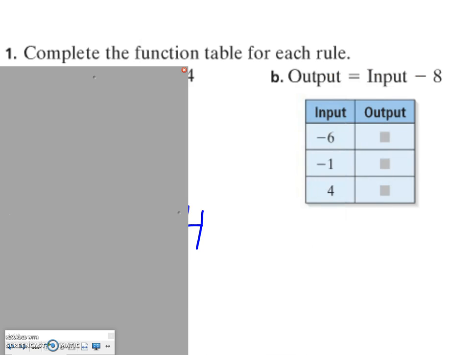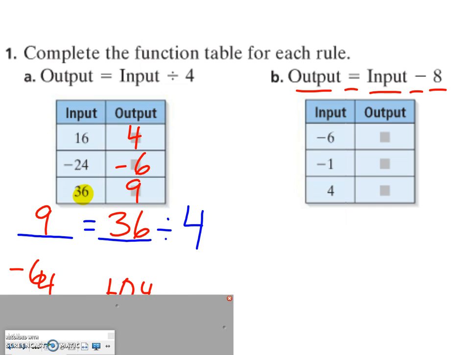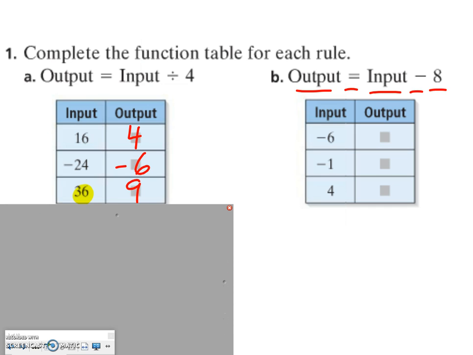Your next job is to try one on your own. Copy down this input-output table just as it appears. Copy down output equals input minus 8. Copy and complete the table. Fill in the output values just as we did before. Your teacher will push pause on the video and give you some time to do that.